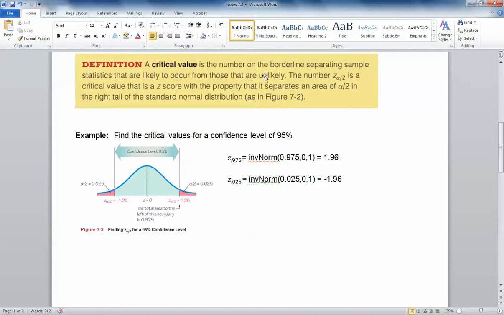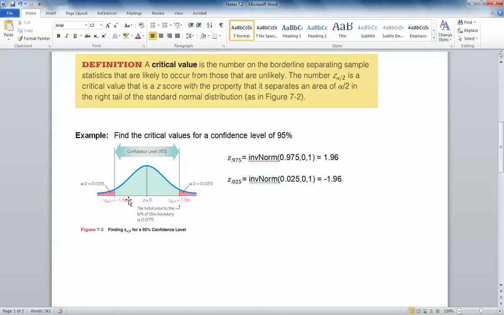A critical value is the number on the borderline separating sample statistics that are likely to occur from those that are unlikely. The number Z sub alpha over 2 is a critical value that's a Z-score with the property that it separates an area of alpha over 2 in the right tail of the standard normal. All right, a picture probably is worth all of those words.